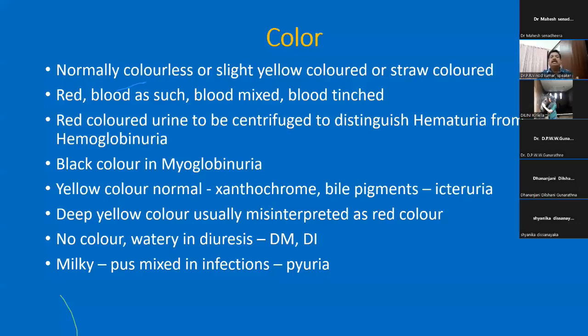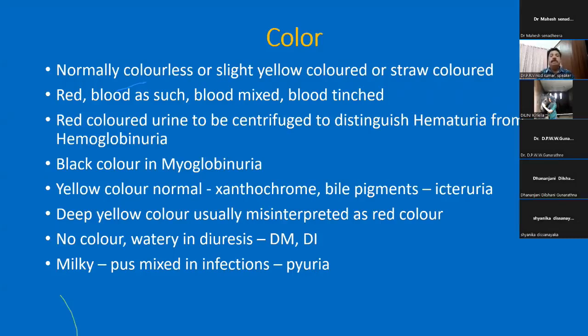Sometimes dark red or black color can be seen in myoglobinuria. Excessive muscle tissue breakdown produces myoglobinuria. Yellow color is normal because xanthochrome pigments give the yellow color to the urine. And if bile pigments are there, the yellow color will be deeper, and we say it is icteruria.